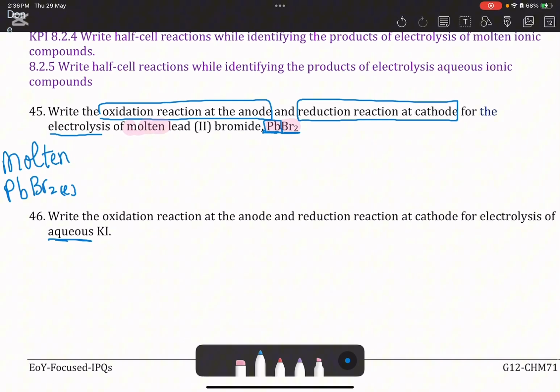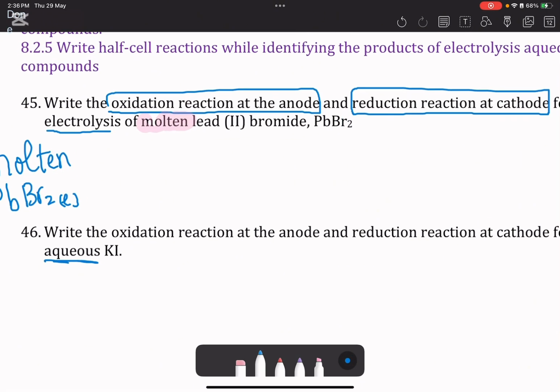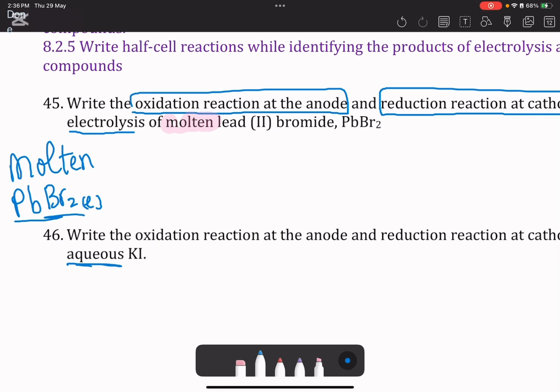So now, let's first break down this question into a simpler way. When they say molten ionic compound, when an ionic compound is melted, it liberates its ions. So I'm going to obtain Pb2 plus in the liquid state because it's molten, and I'm going to obtain Br minus, even if there's a 2, ignore the 2. Br belongs to group 17, so it has a -1 charge and physical state liquid.